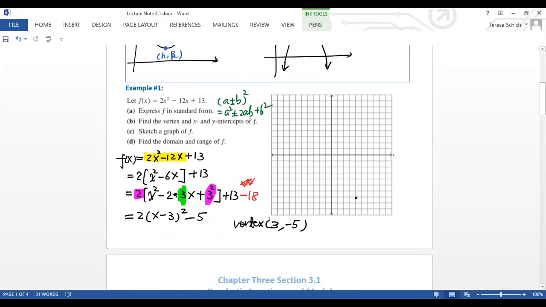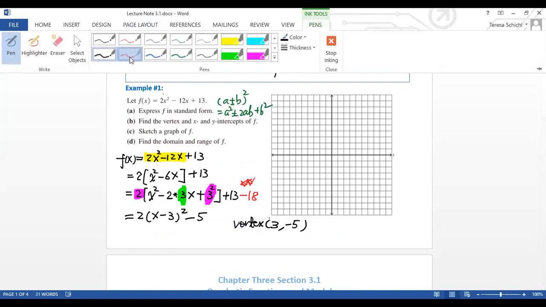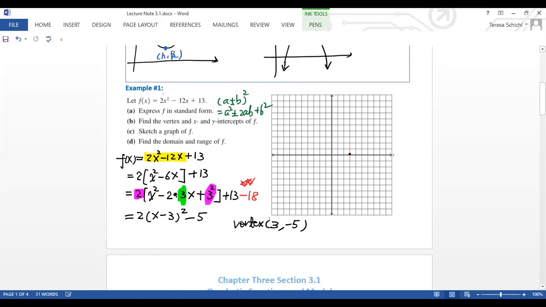So first, let's find the graph here. First, let's find the vertex. It's 3 and negative 5. 1, 2, 3, 1, 2, 3, 4, 5. So here is my vertex. And because my a here is positive, I know my graph is going to open upward, right?